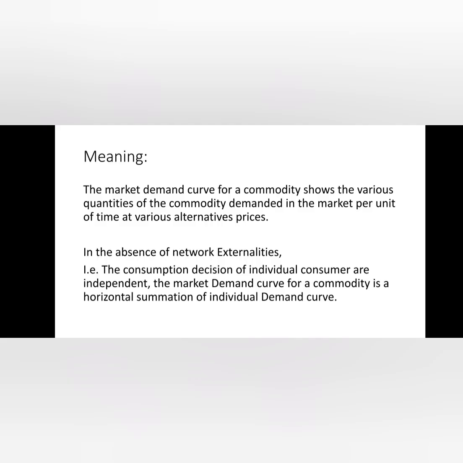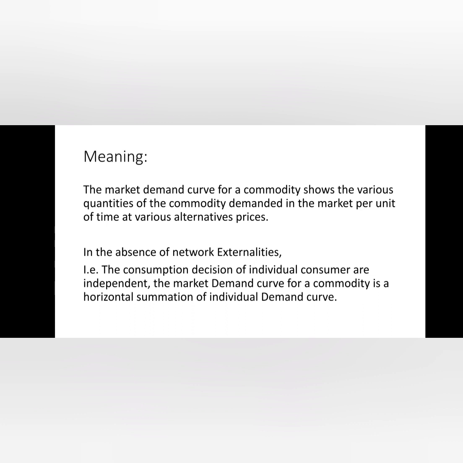Now we see the meaning. The market demand curve for a commodity shows the various quantities of the commodity demanded in the market per unit of time at various alternative prices. So this meaning also includes the absence and presence of network externalities. In the absence of network externalities, that is, the consumption decisions of individual consumers are independent. The market demand curve for a commodity is a horizontal summation of individual demand curves.